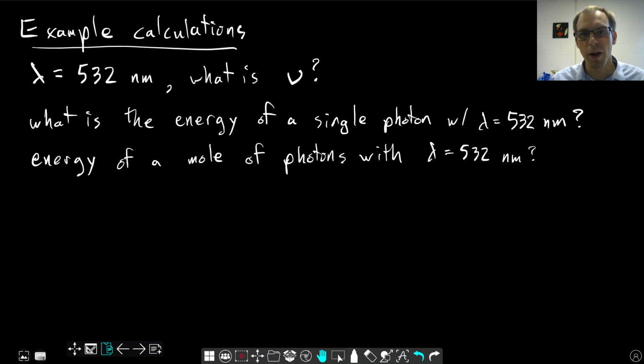Before we move on, I just wanted to look at an example calculation involving light and frequencies and wavelengths, just to help us get familiar with the equations that are associated with this. We're going to do a few calculations with light, not extensive ones, but a few. You should be familiar with it.